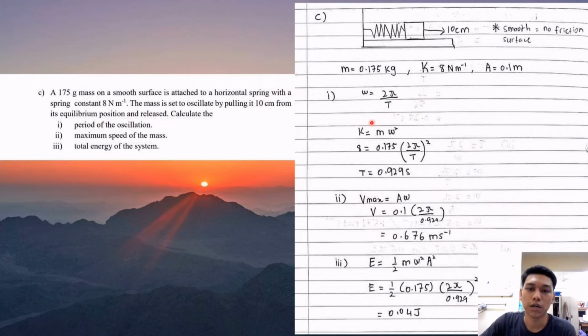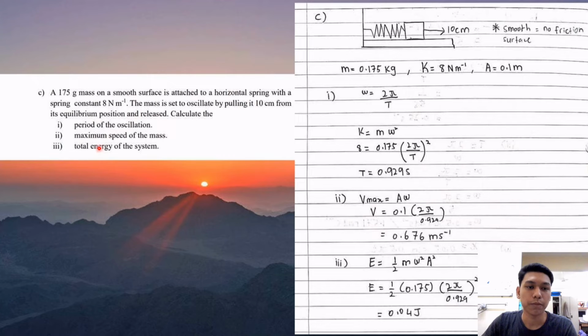So the spring constant is equal to mass times angular velocity squared. We know the spring constant is 8, the mass is 0.175, and the angular velocity is 2 pi over T, squared. So we rearrange and we get the period is 0.929 seconds.